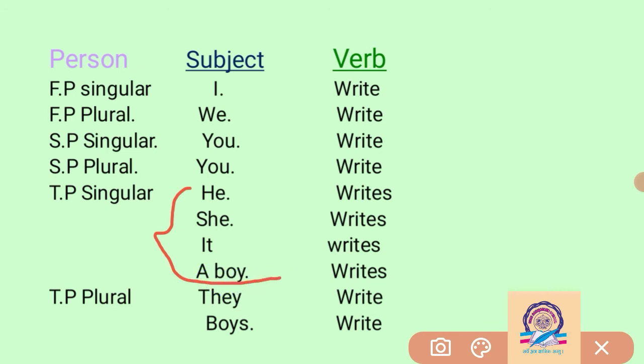Then if the subject is he, she, it, or one noun, we have to apply s or es after the verb here. Like write becomes writes. Then with it, we also have to write writes here. Then if one singular boy is there, a boy, we have to apply writes here.